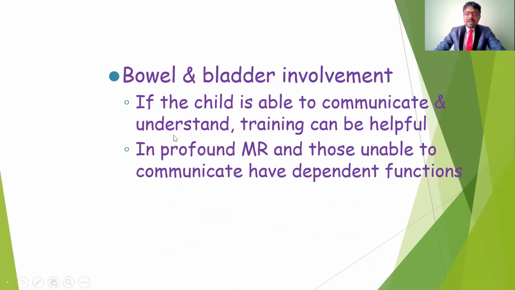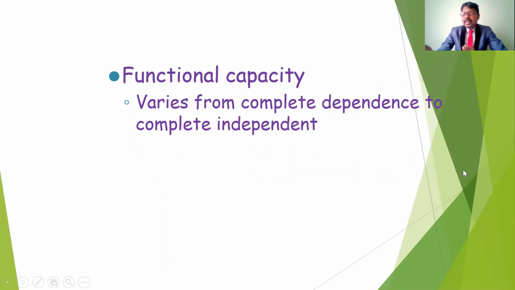And also bowel and bladder involvement. If the child is able to communicate and understand, training can be helpful. Sometimes in athetoid and also dystonic types, the baby cannot communicate properly, so they may get urinary incontinence and also fecal incontinence. In profound mental retardation, those unable to communicate have dependent functions. They have to depend on the parents, because they are not able to communicate or understand, so they may get fecal and urinary incontinence.